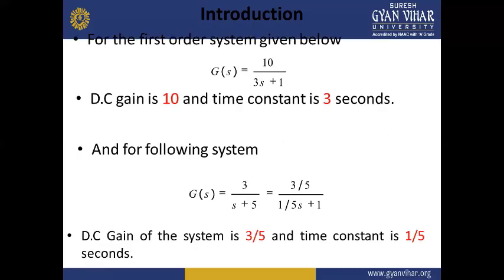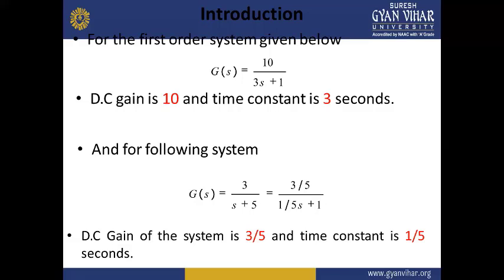For a first order system, let's take an example. G(s) is equal to 10 upon 3s plus 1. So how many poles are there? We are having only one pole. That's why it is a first order system. And the DC gain is 10, and the time constant T is equal to 3 seconds.